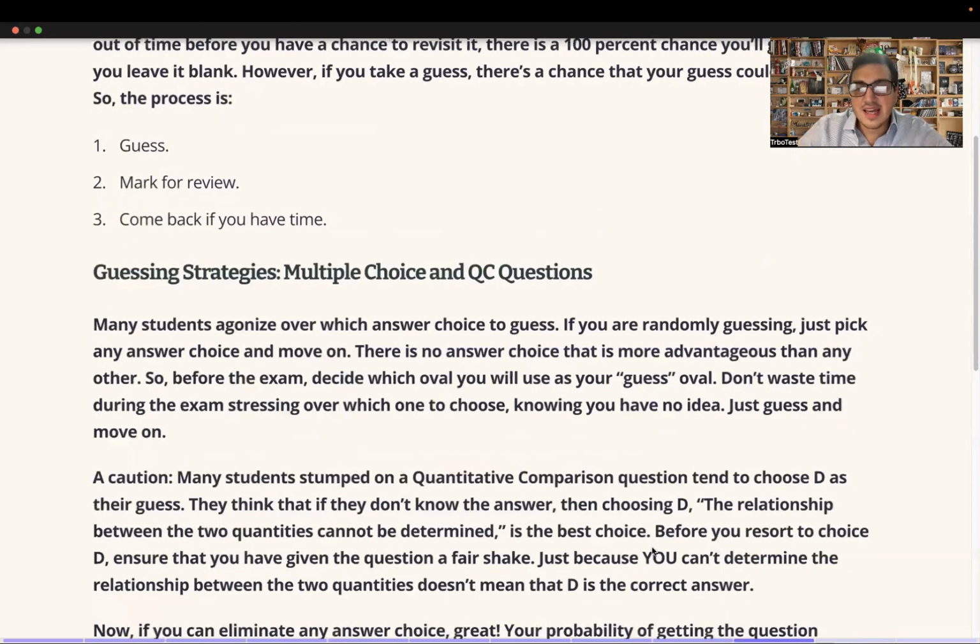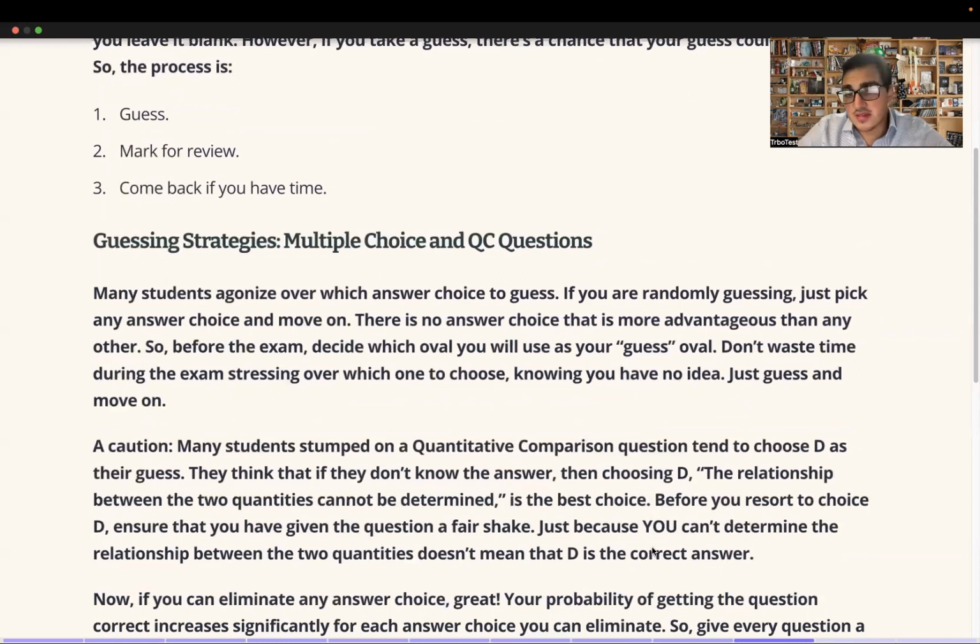Many students agonize over which answer choice to guess. If you are randomly guessing, pick any answer choice and just move on. There is no answer choice that is more advantageous than any other. So before the exam, decide which oval you will use as your guess oval. Don't waste time during the exam stressing out over which one to choose. Knowing you have no idea, just guess and move on.